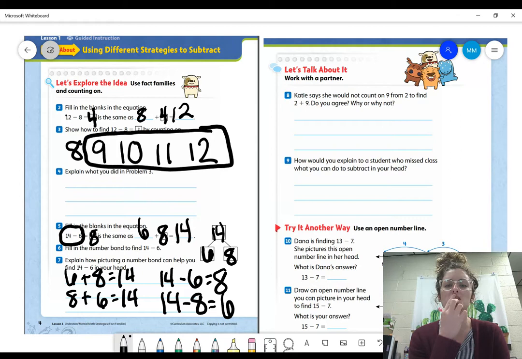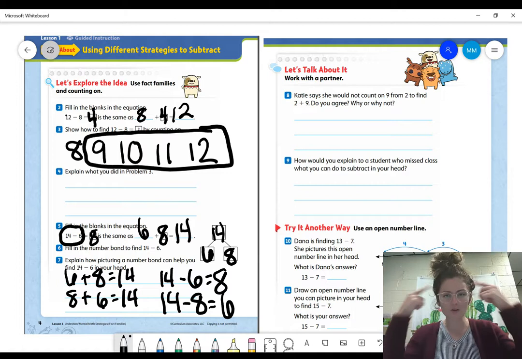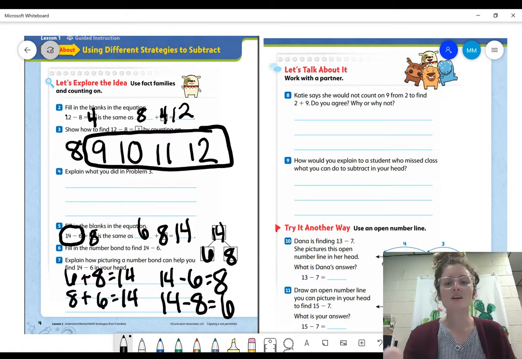Do you agree or disagree? So I'm going to think out loud. So if I'm starting at 2 and I count on 9 more, I wouldn't be making 9, right?